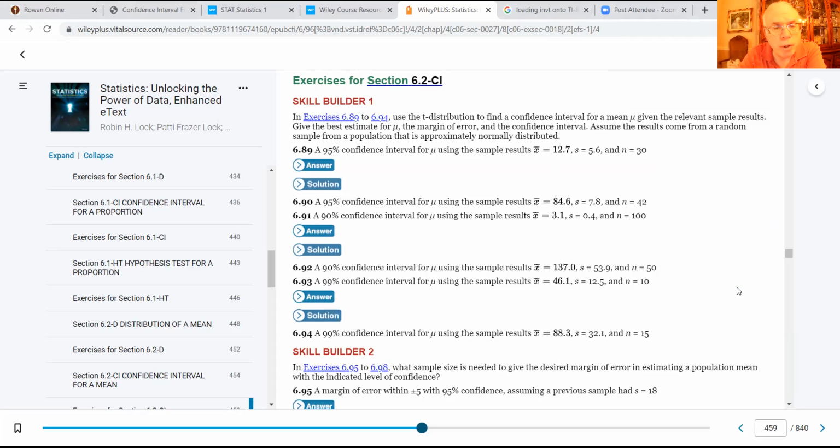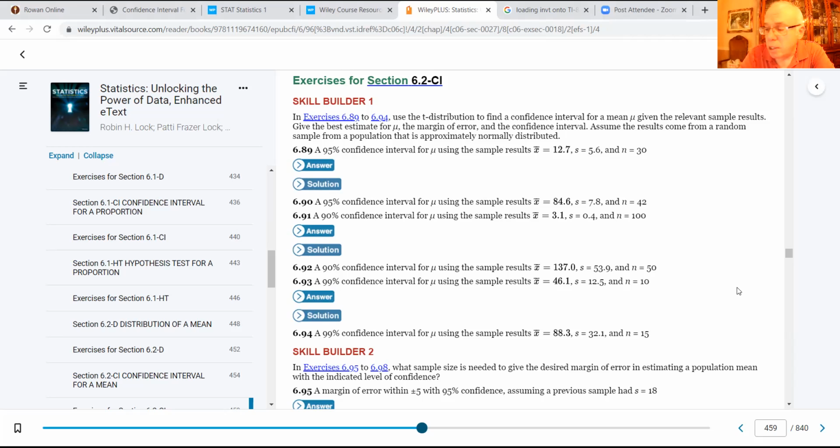Something you can do on your own. Notice that the confidence level is 95%. And by the way, when you write down confidence level, typically people write C equals 0.95. C stands for confidence level, so that you know that. So how do we find the confidence interval? Well, the mean x bar is 12.7. The sample standard deviation is 5.6. Sample size is 30. Notice the sample size is sufficiently large, right?